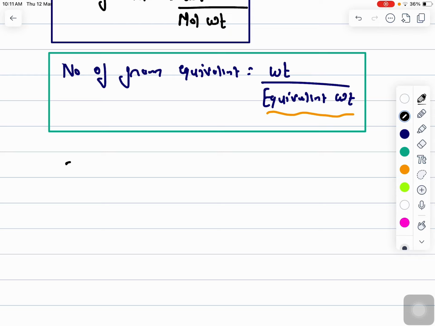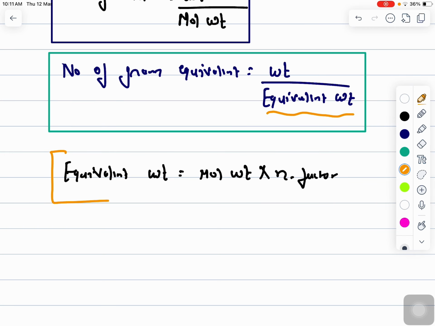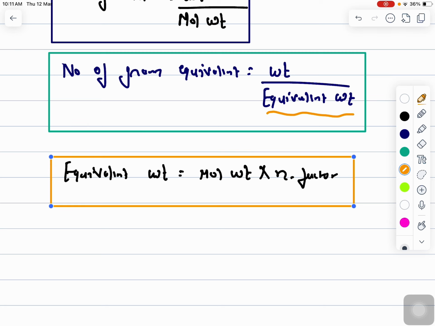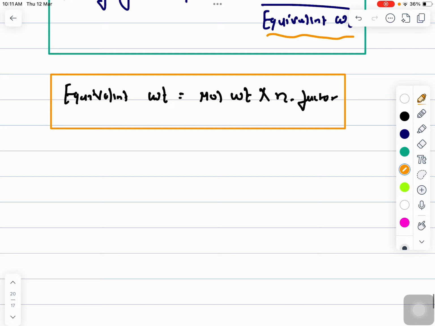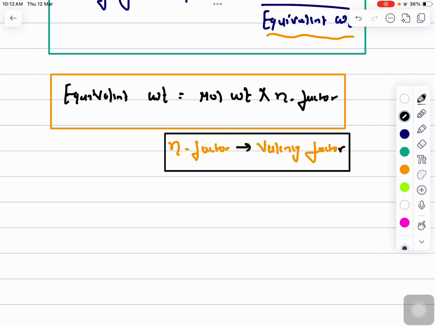To calculate the equivalent weight, we can write molecular weight multiplied with n factor, right? Molecular weight multiplied with n factor. Sometimes n factor is also called the valency factor. So now let's try to understand how we can calculate the valency factor.